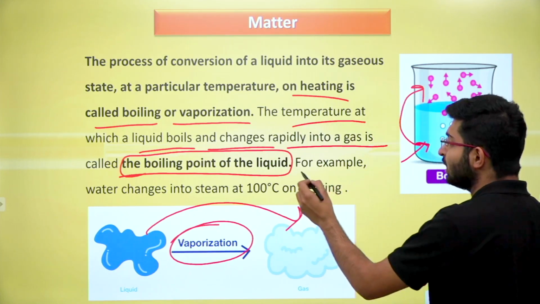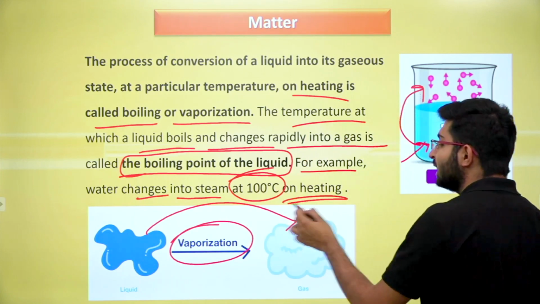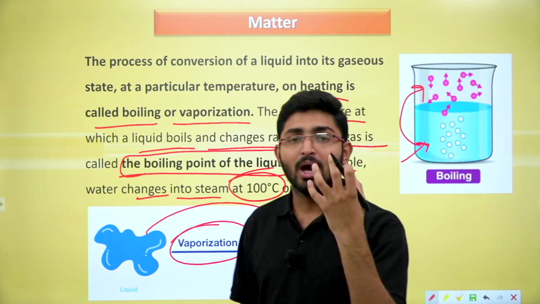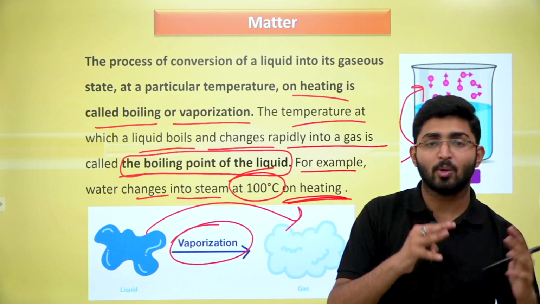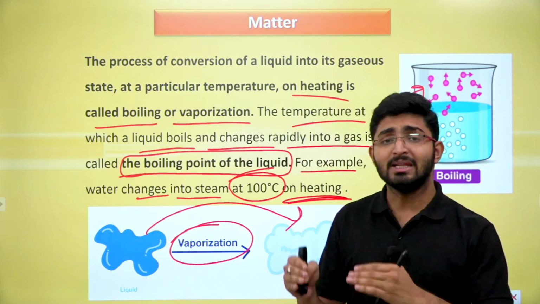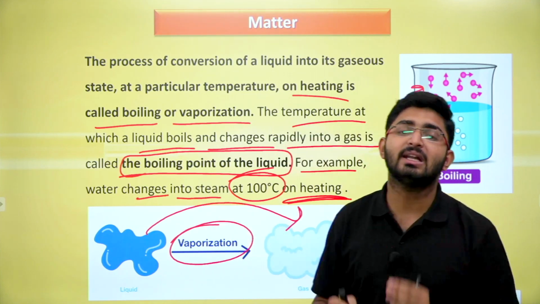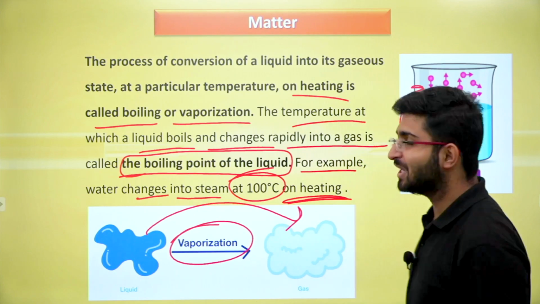Now what is given here? For example, water changes into steam at 100 degrees Celsius on heating. So whenever we are heating water, 100 degrees Celsius is the boiling point of water. Water starts boiling at 100 degrees Celsius. What does it mean? That the water is changing itself into the gaseous state at 100 degrees Celsius. I hope this is very clear.